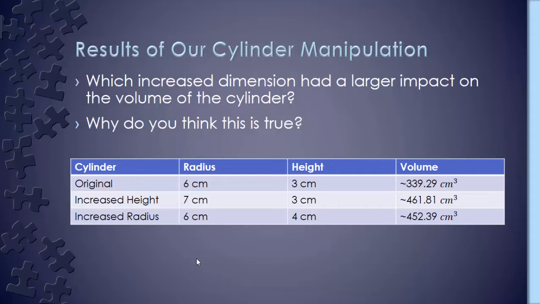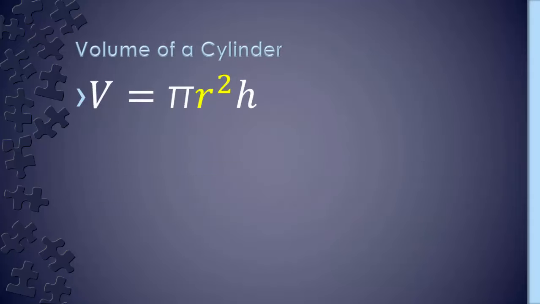So why do we think this is? Why is it that increasing the radius by 1 unit compared to increasing the height by 1 unit has a greater impact on the volume of the cylinder? Think back to our formula. Our radius is being squared, where our height is just being multiplied. Therefore, our radius being increased is going to have more of an impact.